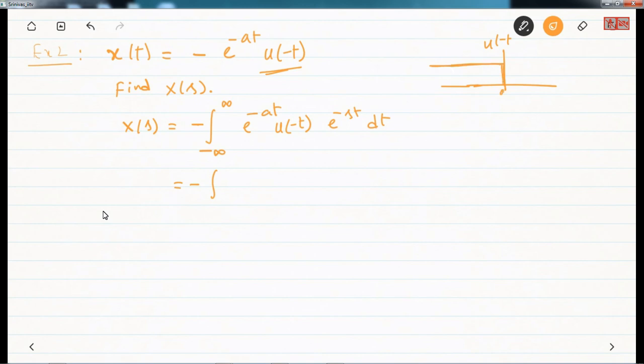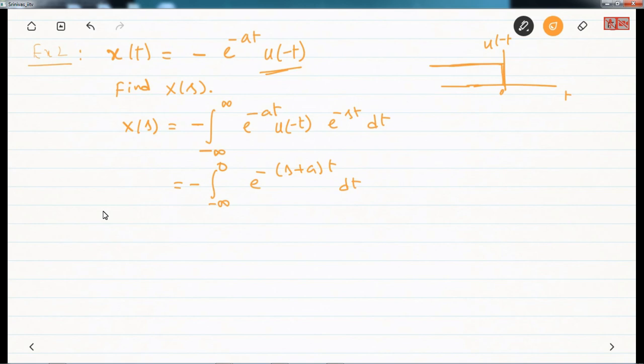It exists in the negative direction. So that means the integral is non-zero only from minus infinity to zero, and on the positive side, the integral becomes zero. So this is from minus infinity to zero, e power minus a t, e power minus s t. I can write these two things together as e power minus (s plus a) t dt, right?